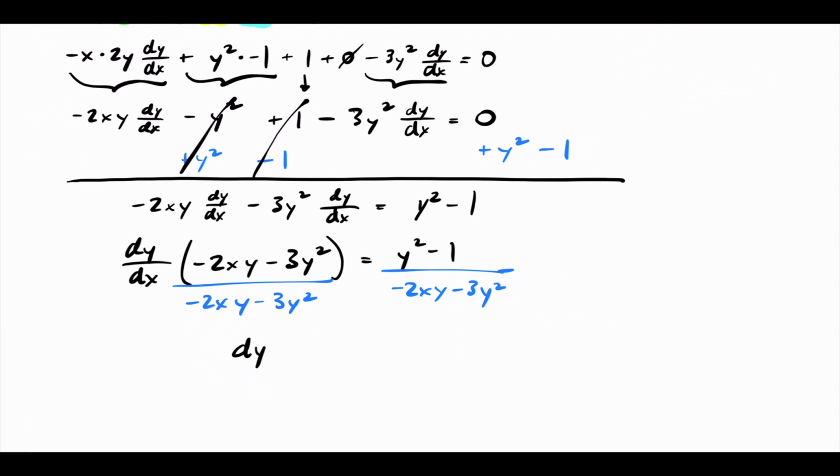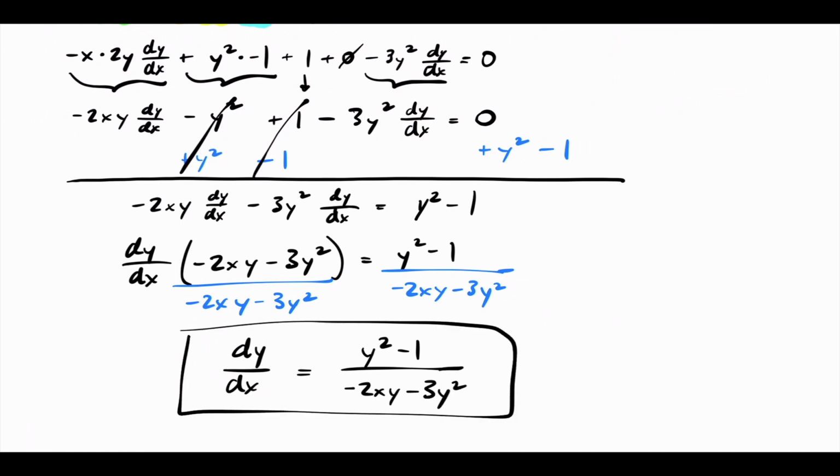So I get dy over dx equals y squared minus 1 on top. On bottom, I get negative 2xy minus 3y squared. Done. It looks a lot harder than it is. It's not that bad considering you guys have done a whole chapter on how to find a derivative. The only new thing is anything with a y, give it a dy dx, and then solve for dy dx afterwards. Okay?